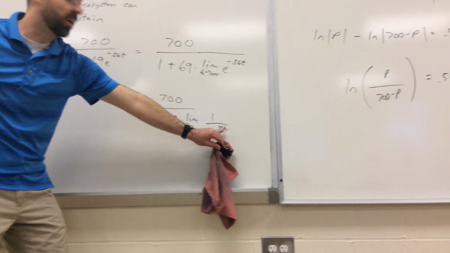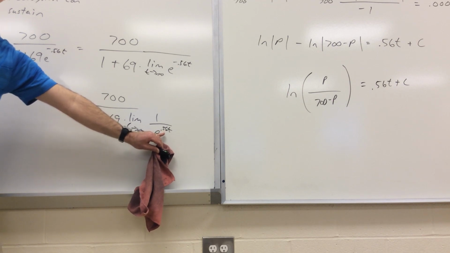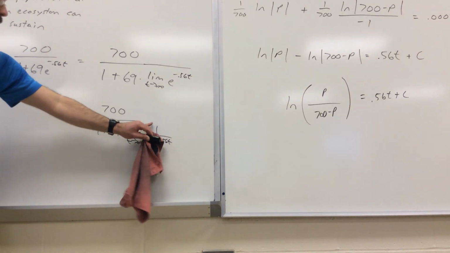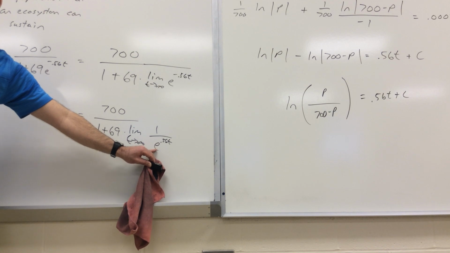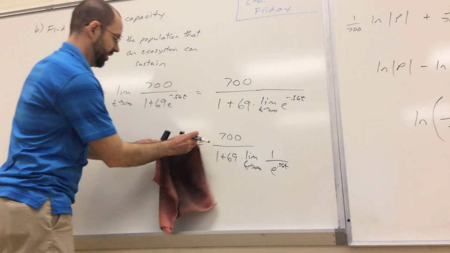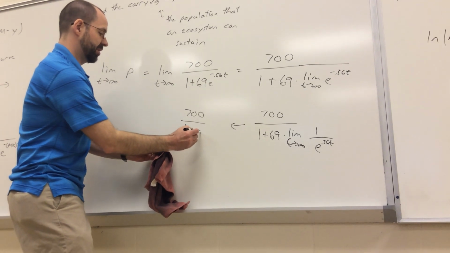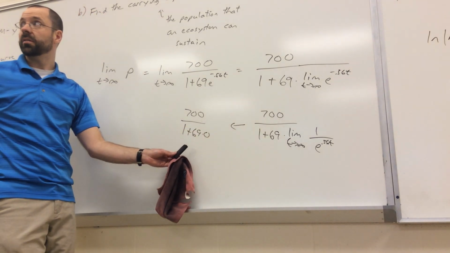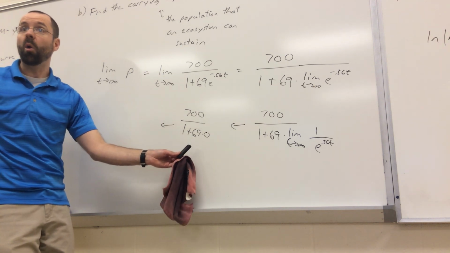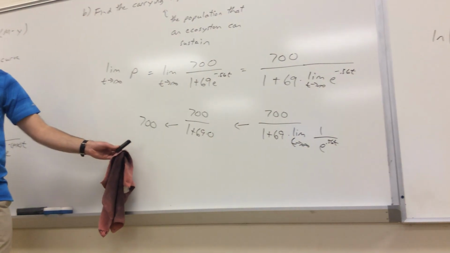So now we're plugging a really big number in there for t, right? 0.56 times a really big number is a really big number. E to the power of a really big number is a really big number. So we're taking 1 divided by a really big number. What's that getting close to? Getting close to 0. So we got 700, and I guess I'll start going this way now since I'm running out of space. 700 all over 1 plus 69 times 0. 69 times 0 is 0. 1 plus 0 is 1. 700 divided by 1 is 700. So that means the carrying capacity is 700.